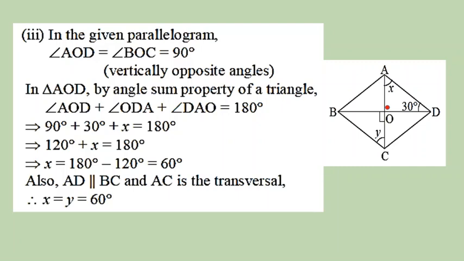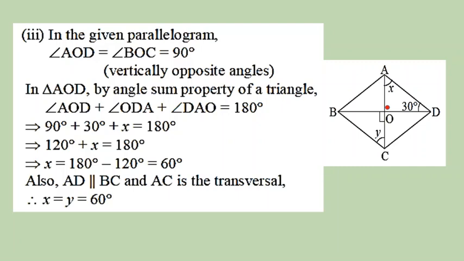So now 90 plus 30, you have to do 120. That should be subtracted from 180 to find X. Therefore X is 60 degree. When 120 is subtracted from 180, we get 60 degree angle X. It is also called DAO angle X.